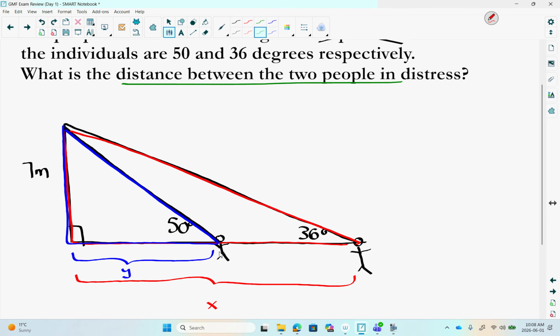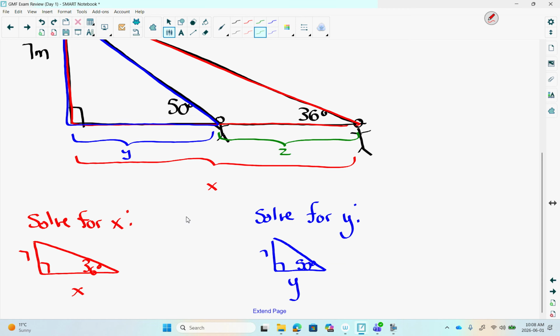The distance between them, we want to know this. We want to know z. So the first thing you need to do is break it up into two individual triangles. Look at the red triangle. That's the big one, with a base of x, a height of 7, and an angle of 36.